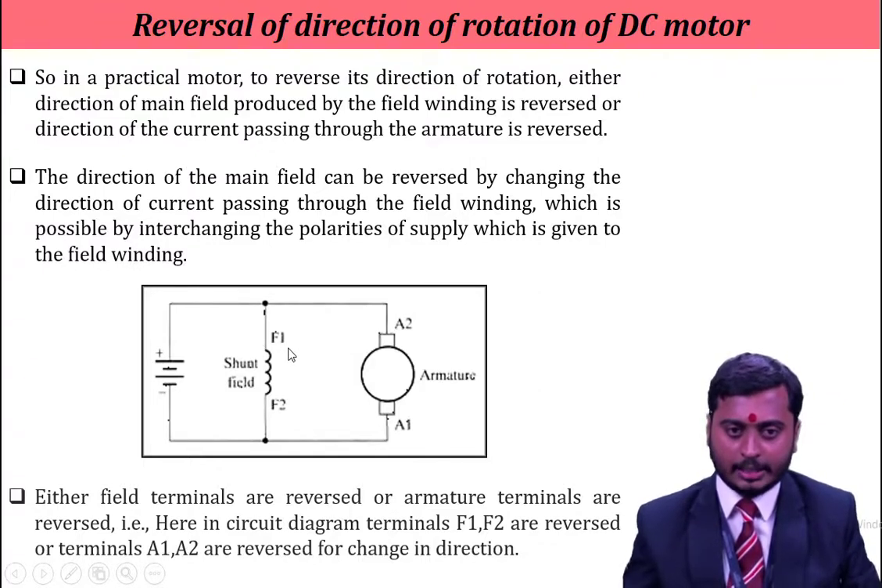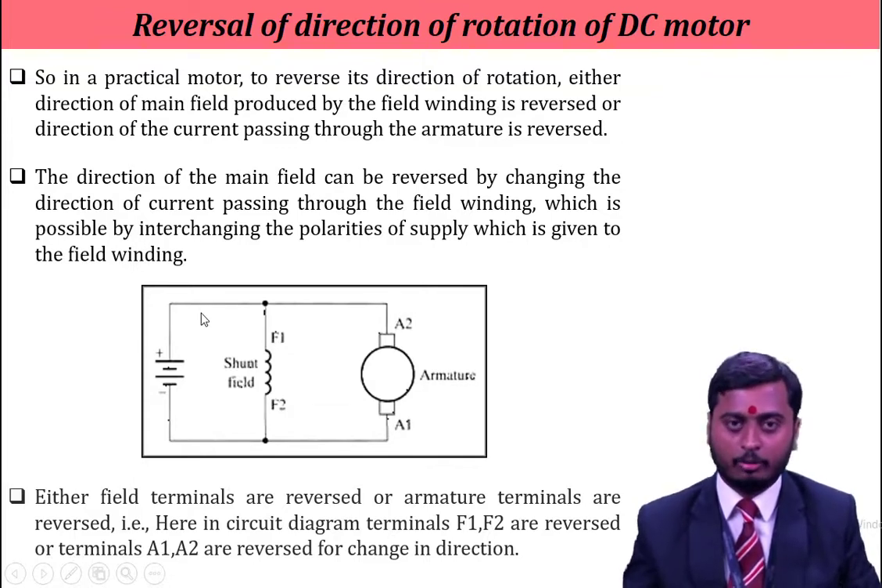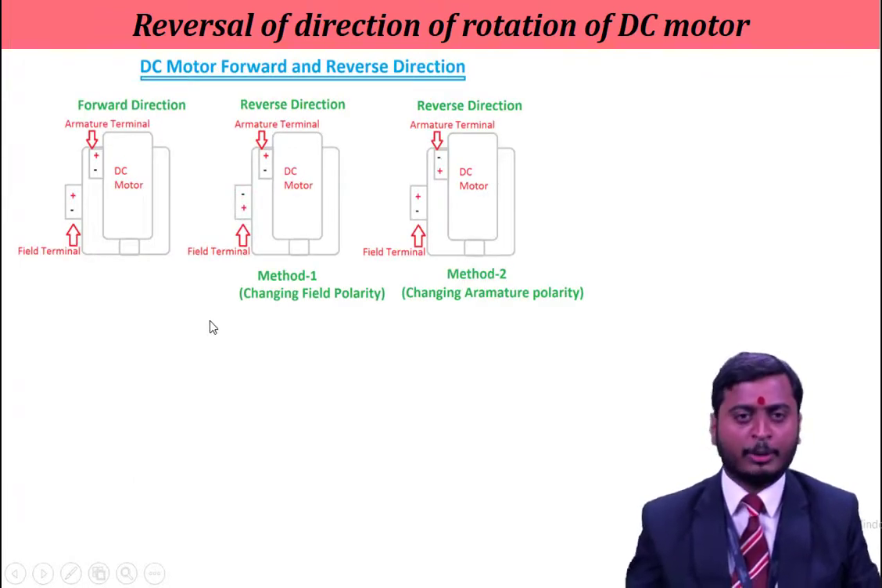Here we can reverse F1 and F2. F1 is connected to positive, F2 is connected to negative. So if I connect F1 to negative and F2 to positive, the direction can be reversed. Or in other words, we have to change the direction of the current in the armature. Here A2 is connected to positive, A1 is connected to negative. So by connecting A2 to negative and A1 to positive also, we can reverse the direction of the motor. Now this is a very simple diagram which will be self-explanatory.